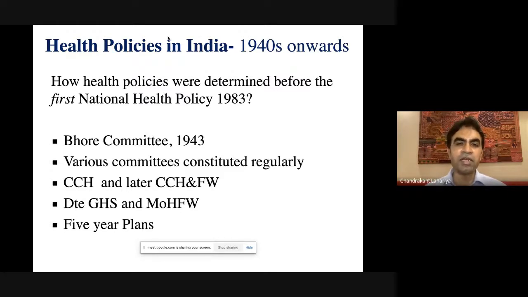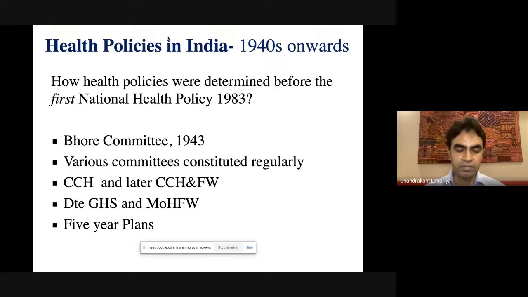Then the Directorate General of Health Services is a technical wing in the Ministry of Health, which also formulates policy, and of course the Ministry of Health and Family Welfare. Any directive coming from them is a policy. So there are many mechanisms. Policy is one instrument, but we need to remember that health policies are formulated by different arms and different processes.